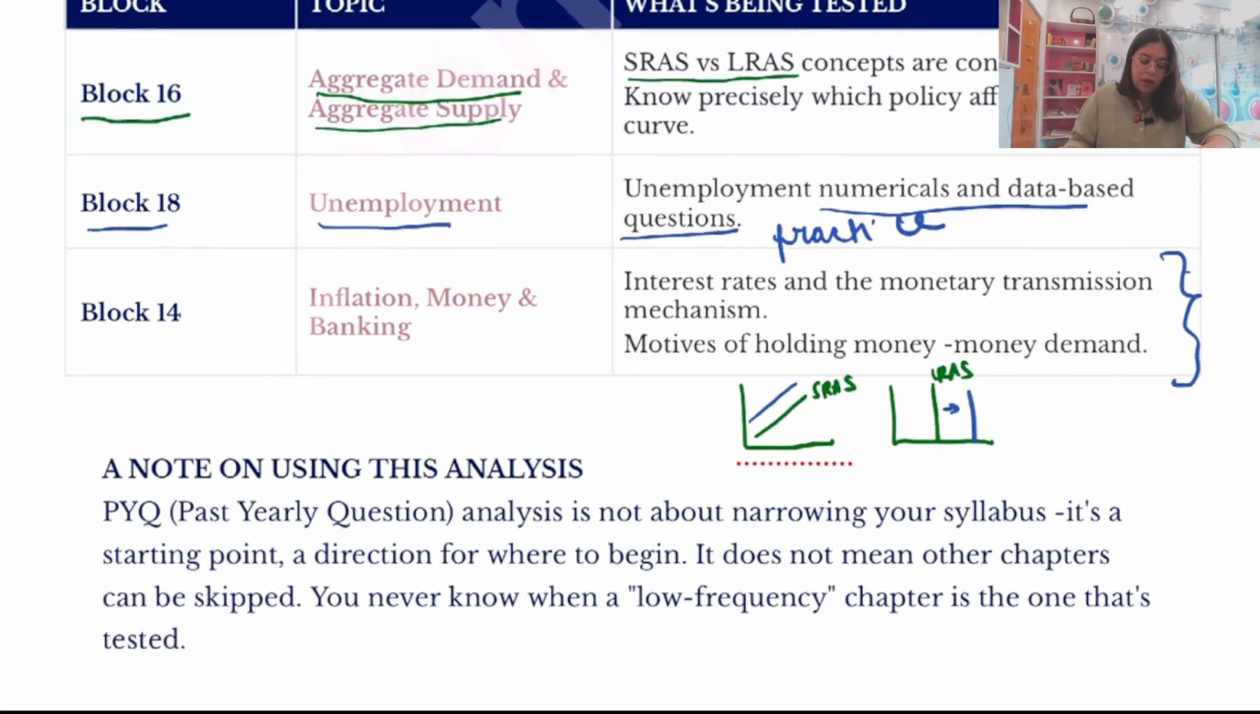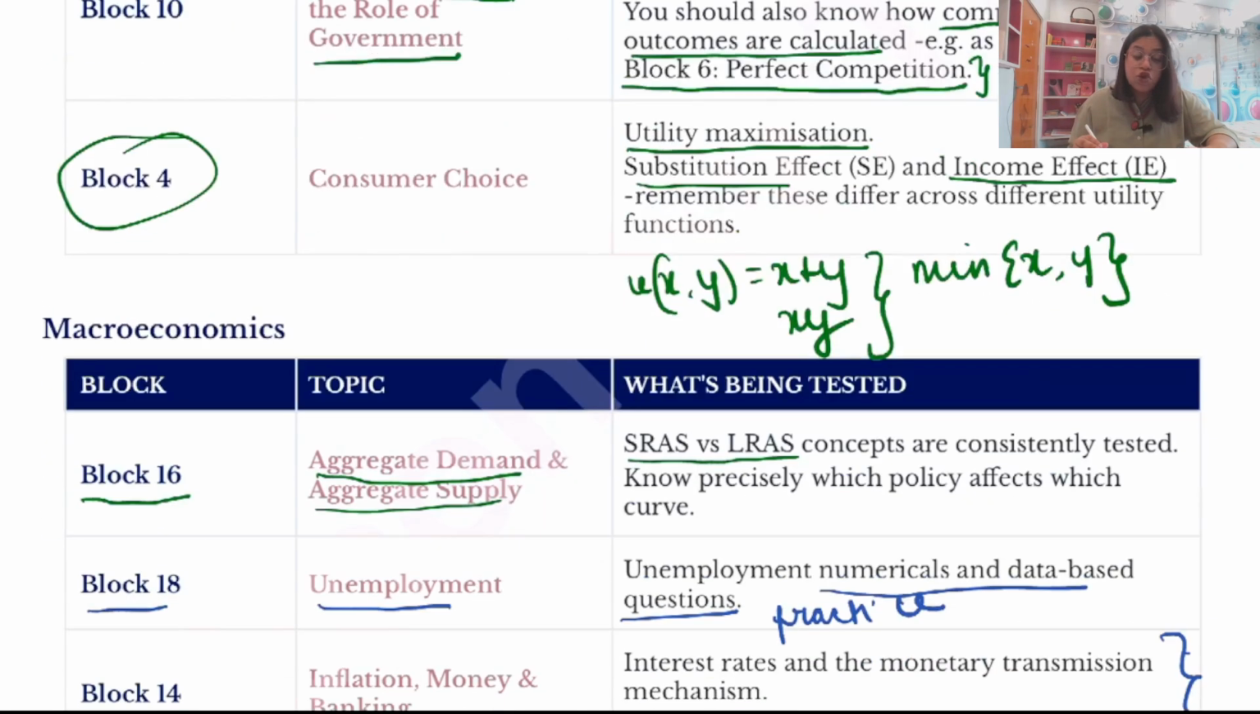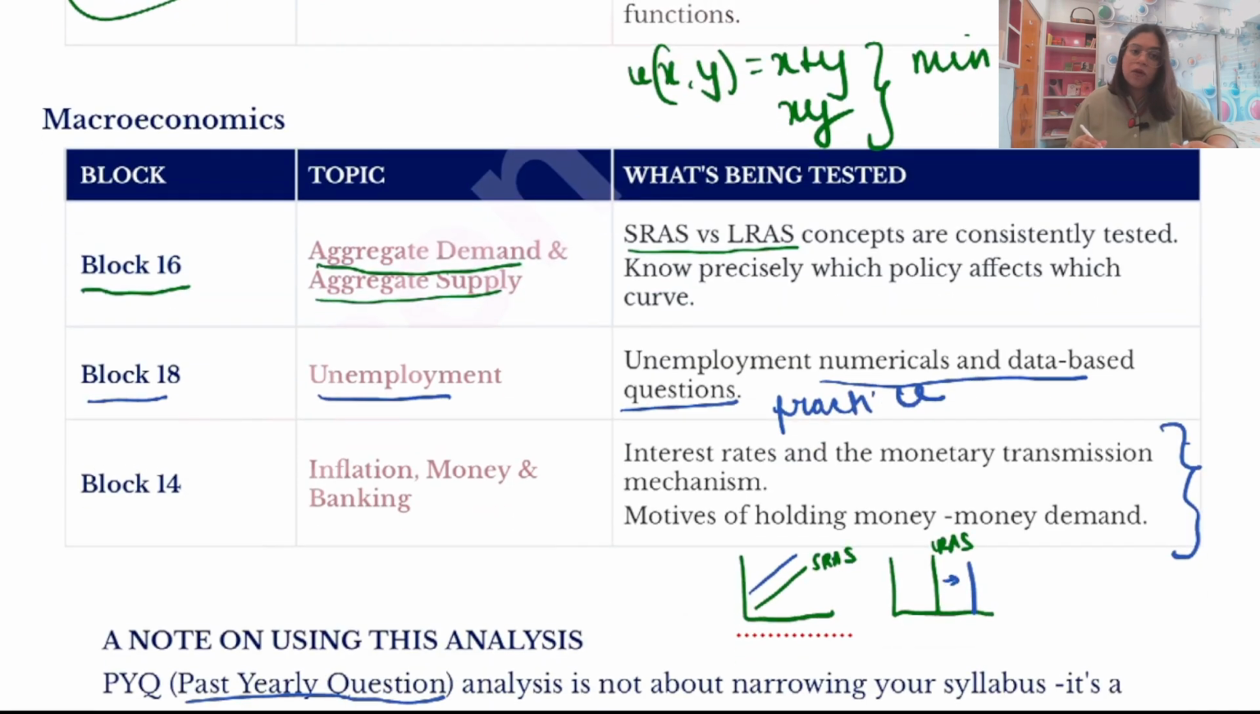Now, I just want to clarify something. Past yearly question analysis is not about narrowing your syllabus. I am not saying that if you just do these blocks, you will get a 75 out of 80 or a 70 out of 80. Prioritizing blocks helps us optimize our study plan.